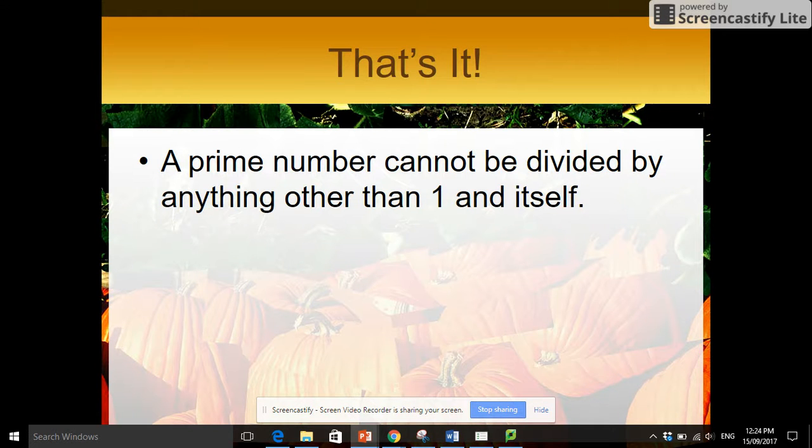All right, a prime number cannot be divided by anything other than 1 and itself. So I want you to write that down. It's very important. Okay, guys, I want you to go ahead and see if you can identify some of these.